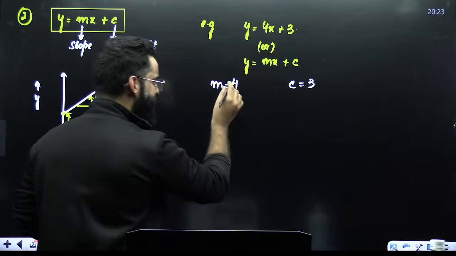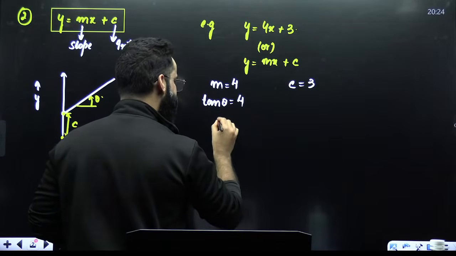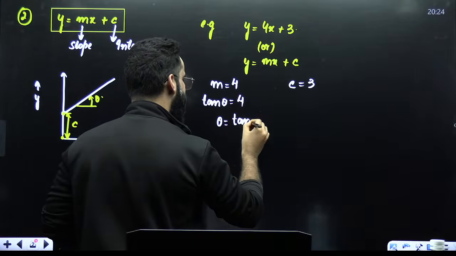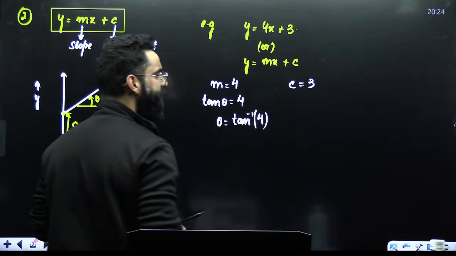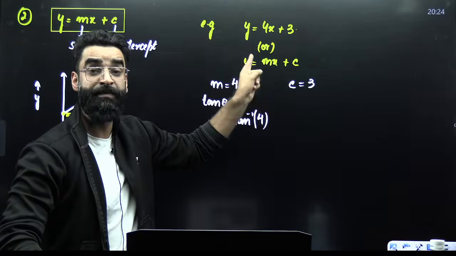Perfect. M is 4. What does that mean? That means tan of theta is equal to 4. Tan of theta is equal to 4 means theta is equal to tan inverse of 4. Perfect.